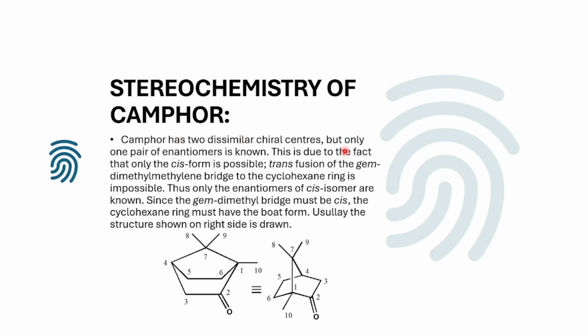Stereochemistry of camphor. Camphor has two dissimilar chiral centers, but only one pair of enantiomers is known. This is due to the fact that only the cis form is possible. Trans fusion of the gem-dimethyl methylene bridge to the cyclohexane ring is impossible. Thus, only the enantiomers of the cis isomer are known. Since the gem-dimethyl bridge must be cis, the cyclohexane ring must have the boat form. Usually, the structure shown on the right side is normally drawn.